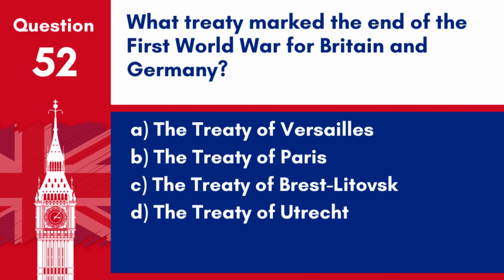Question 52. What treaty marked the end of the First World War for Britain and Germany? A. The Treaty of Versailles. B. The Treaty of Paris. C. The Treaty of Brest-Litovsk. D. The Treaty of Utrecht.